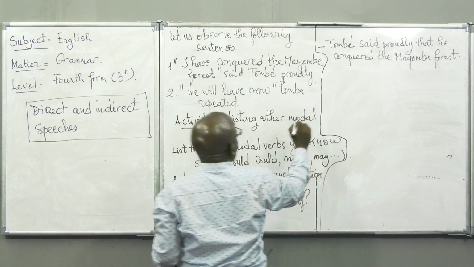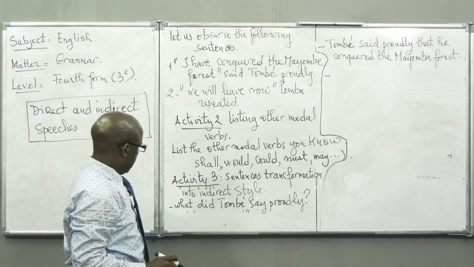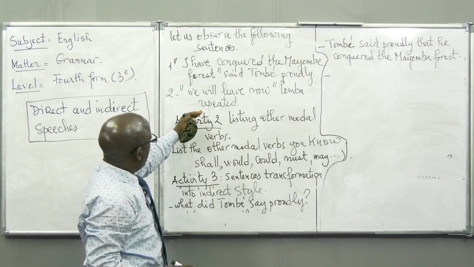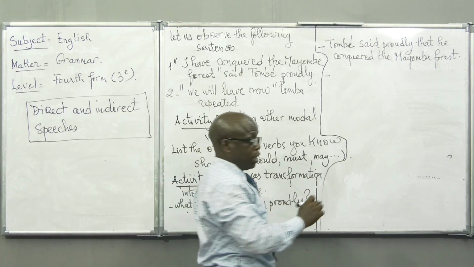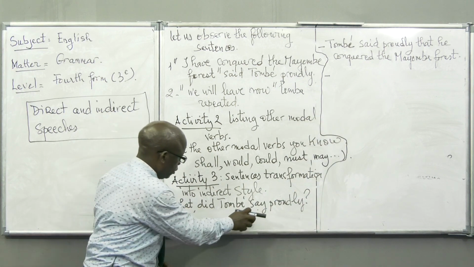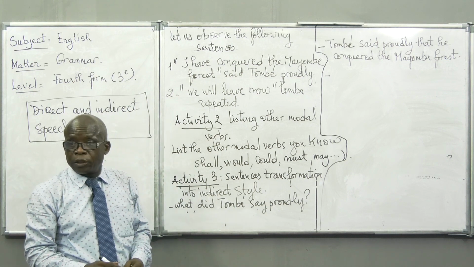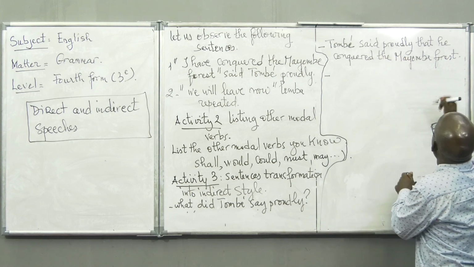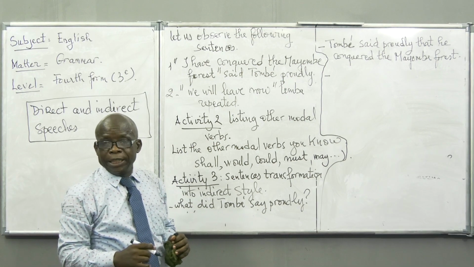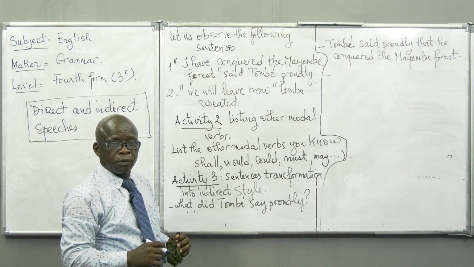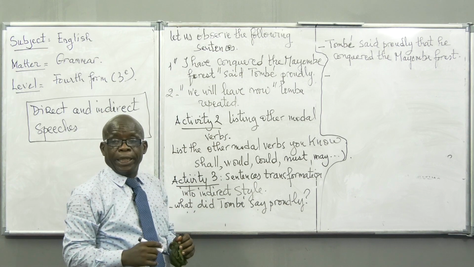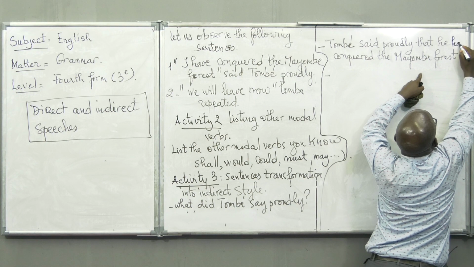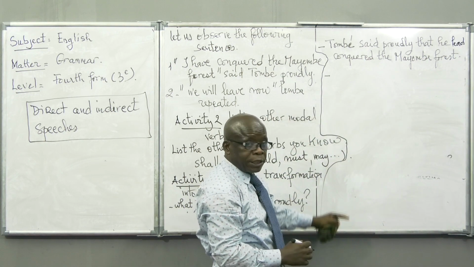Okay. Second question. What should be our second question? Let's have a look on the board. Let's write the question. What did Tombe say proudly? Now let's give an answer. Tombe said proudly that he, let's add, conquered the Mayom forest. Good.